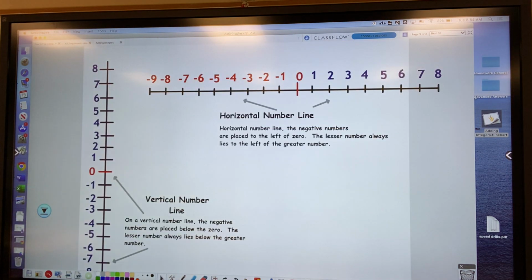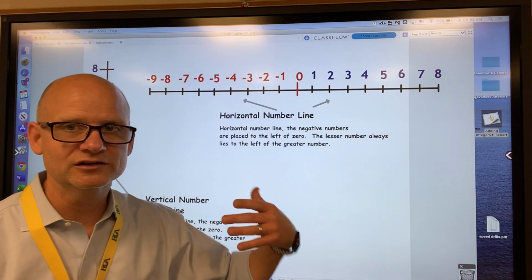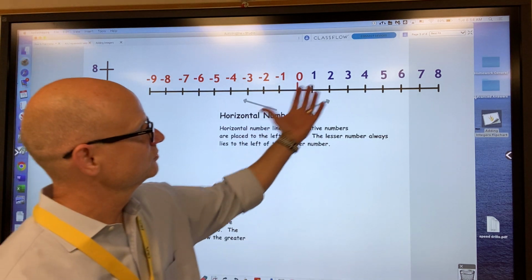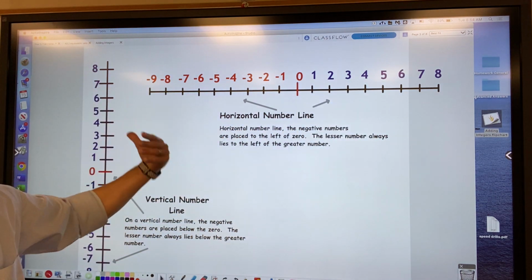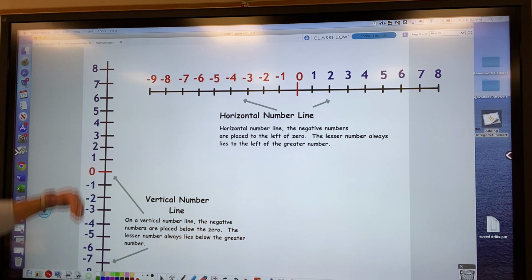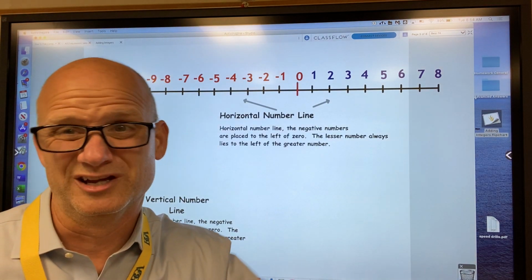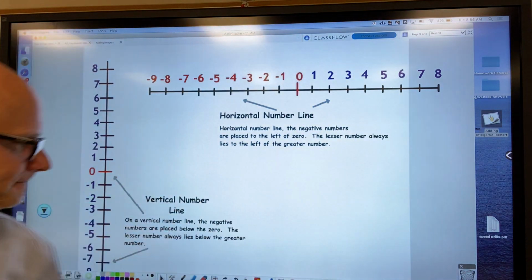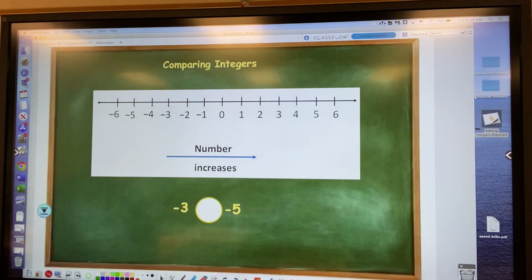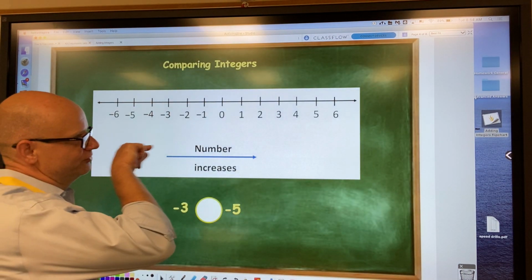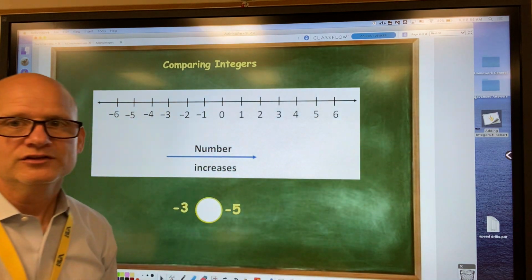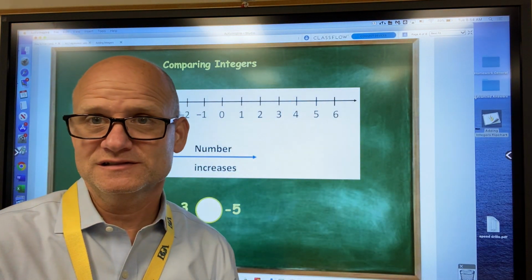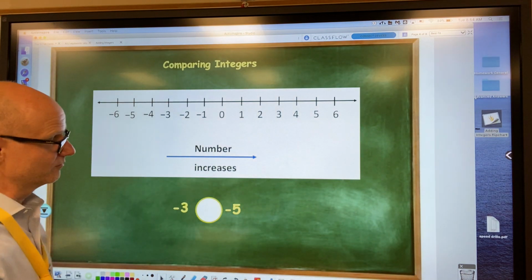We've also talked about how you can make a horizontal number line that includes integers. Your positive integers would be on the right. Your negative integers would be on the left. You can also make a vertical number line that includes integers. Your positive integers would be on the top and your negative integers would be on the bottom. As you go this way on the number line, the number increases. As you go this way, the number decreases.